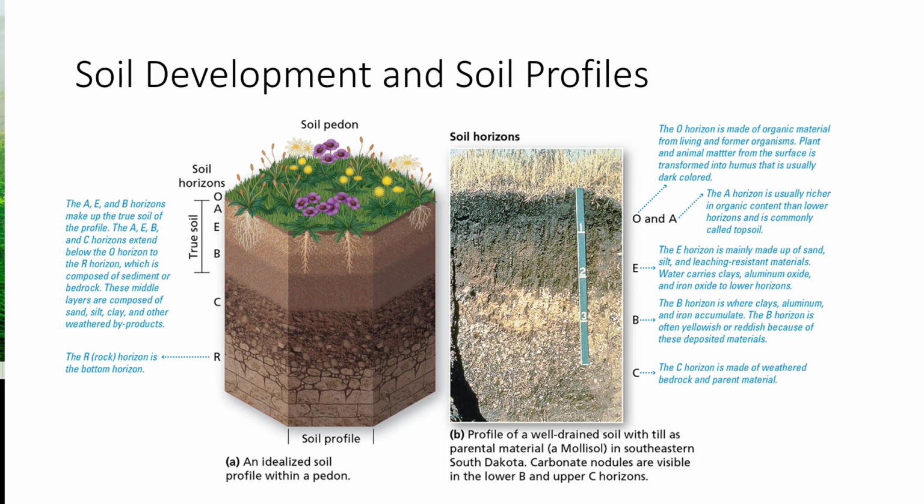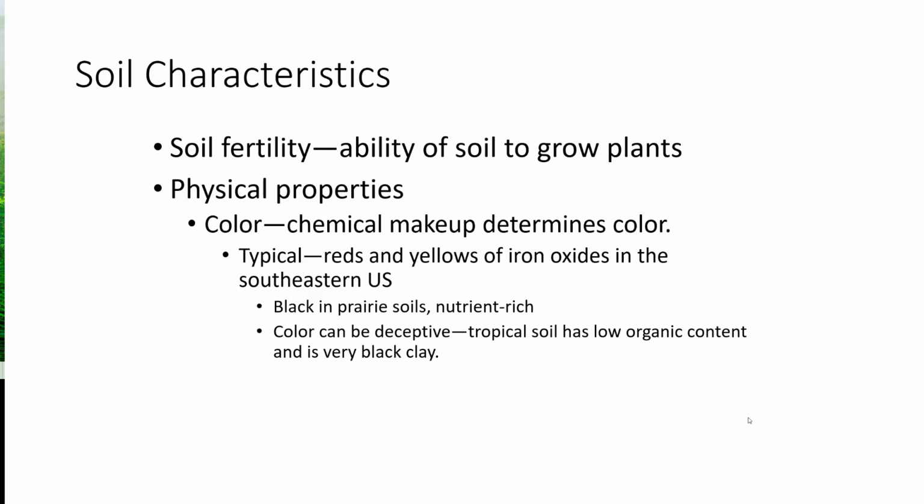In the prairies, it is typical to find black soil, which is nutrient rich, but black is not necessarily tied to only healthy soil, because tropical soil has a low organic content and it's very black. So the tropics are adapted for plants to grow very, very quickly. Most of the biomass is not in the root system. Most of the biomass is in the above ground because of the high amounts of sunlight and precipitation.